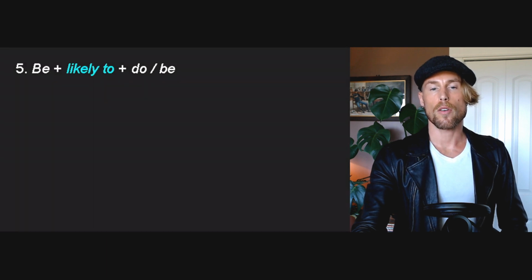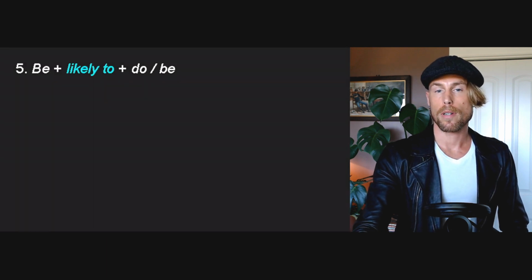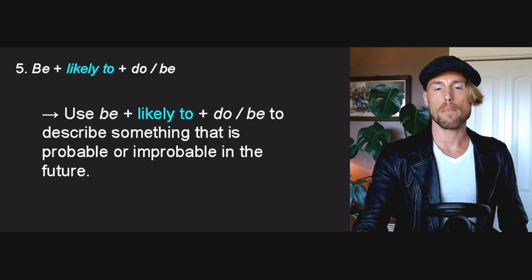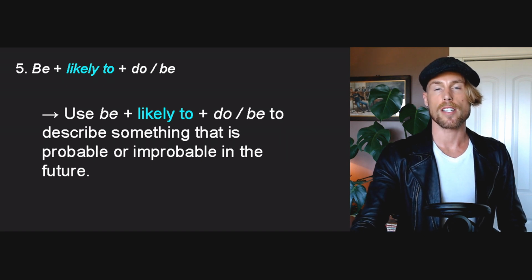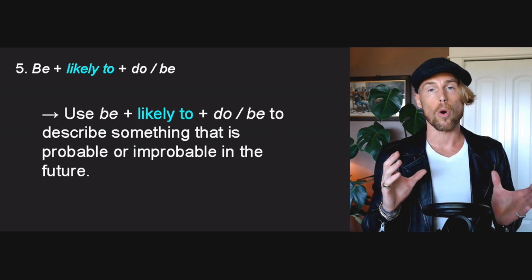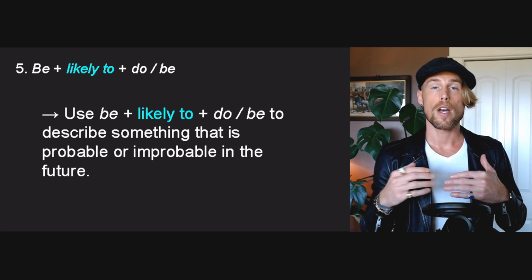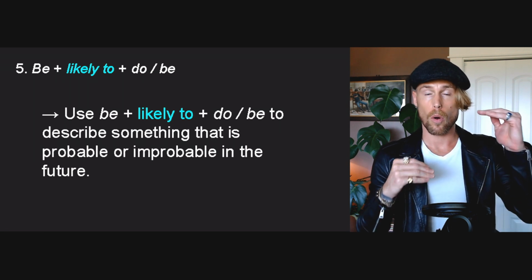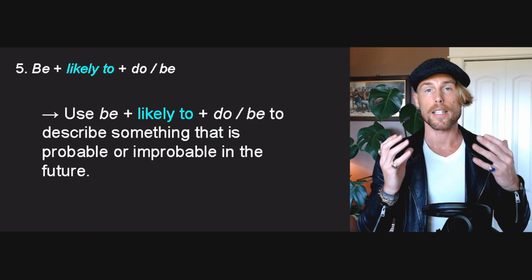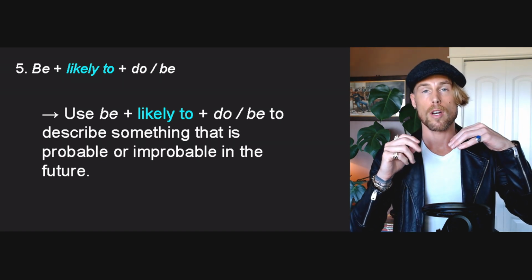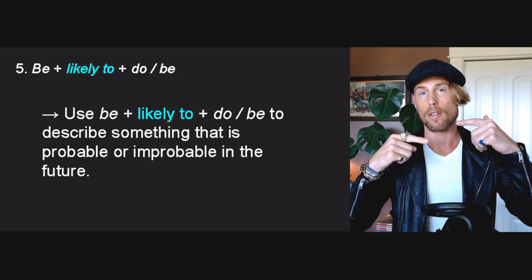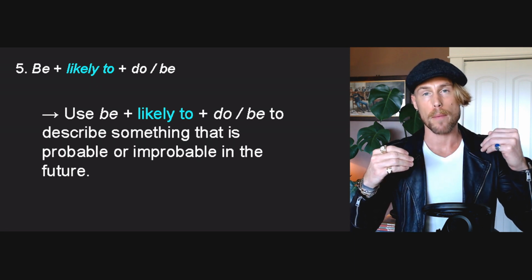Okay, another one, be likely to, do or be. Use be likely to, do or be to describe something that is probable or improbable. So bound to is certain or uncertain. Likely to is probable or improbable. So probably going to happen or probably not going to happen.